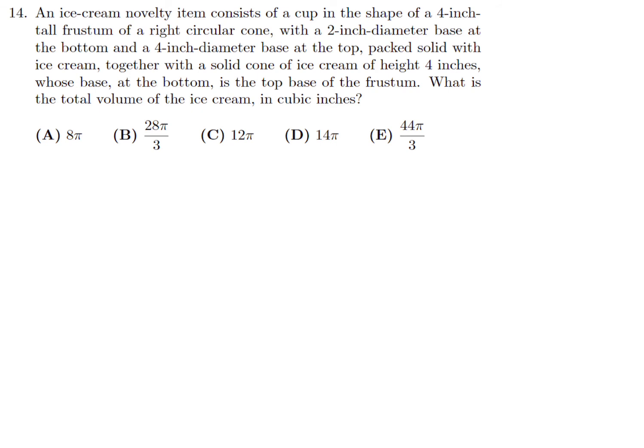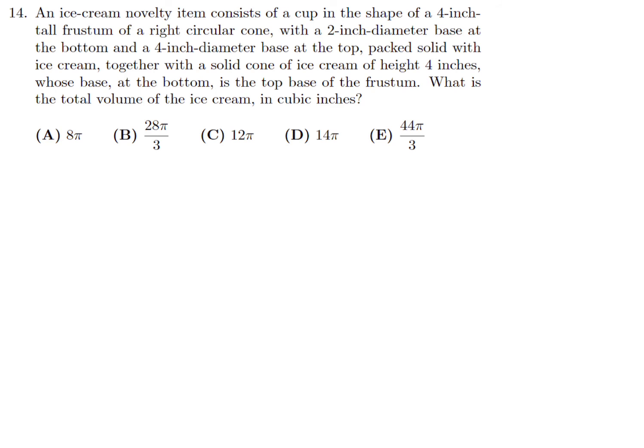An ice cream novelty shop consists of a cup. Ice cream novelty item consists of a cup in the shape of a 4-inch tall frustum of a right circular cone with a 2-inch diameter base at the bottom and a 4-inch diameter base at the top, packed solid with ice cream, together with a solid cone of ice cream with height 4 inches, whose base at the bottom is at the top base of the frustum. What is the total volume of ice cream in cubic inches?